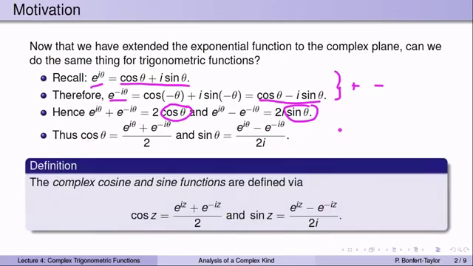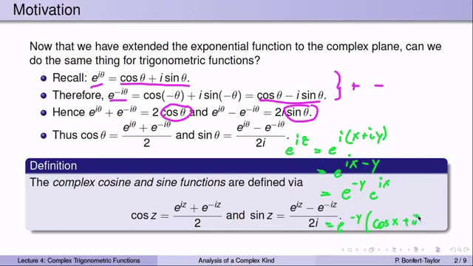The complex cosine and sine functions are defined via cosine of z equals e to the iz plus e to the minus iz over 2, and sine z is e to the iz minus e to the minus iz over 2i. What is e to the iz, by the way? Suppose z is x plus iy, so that's e to the i times (x plus iy). That equals e to the ix plus i squared y, which is minus y. So that would be e to the minus y, which is our regular real valued exponential function, times e to the ix. You could rewrite this as e to the minus y times cosine x plus i sine x.